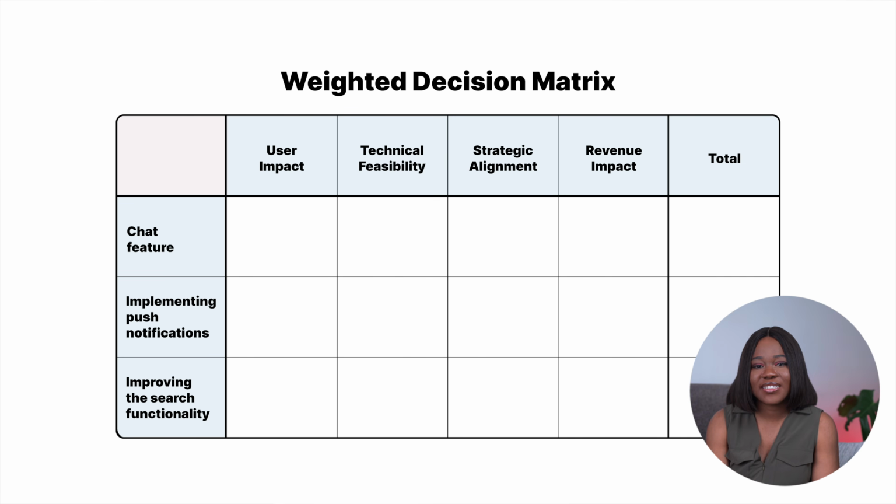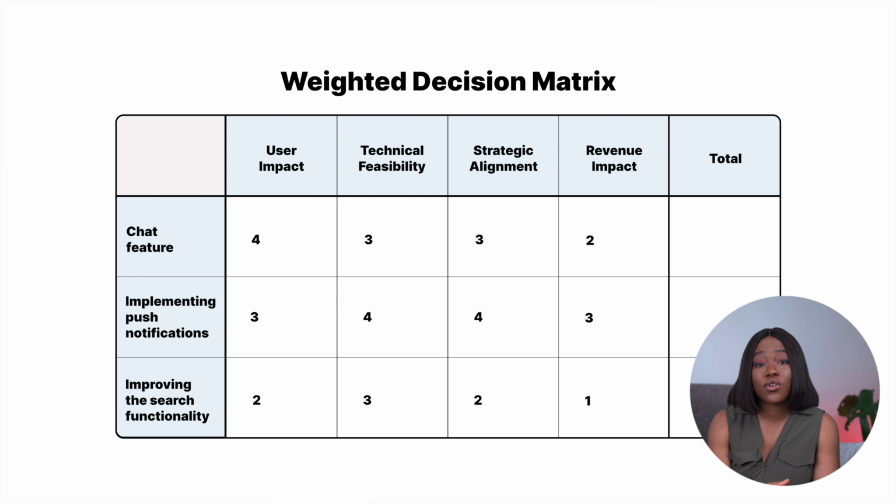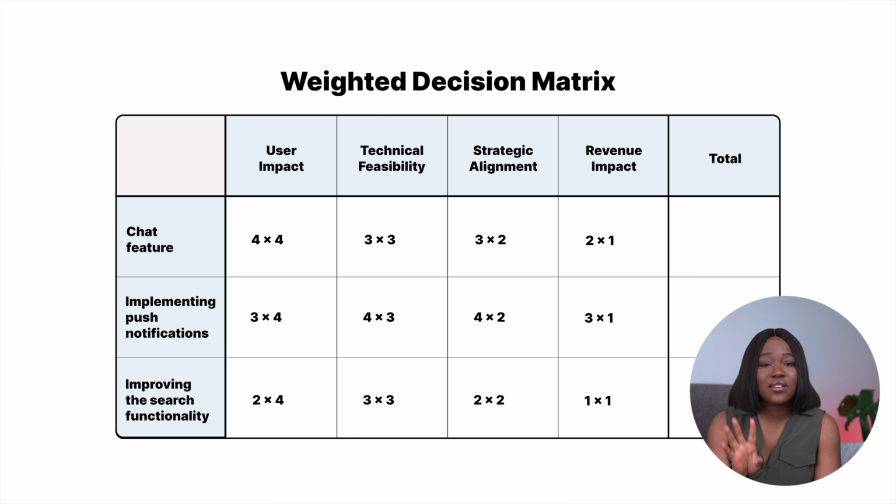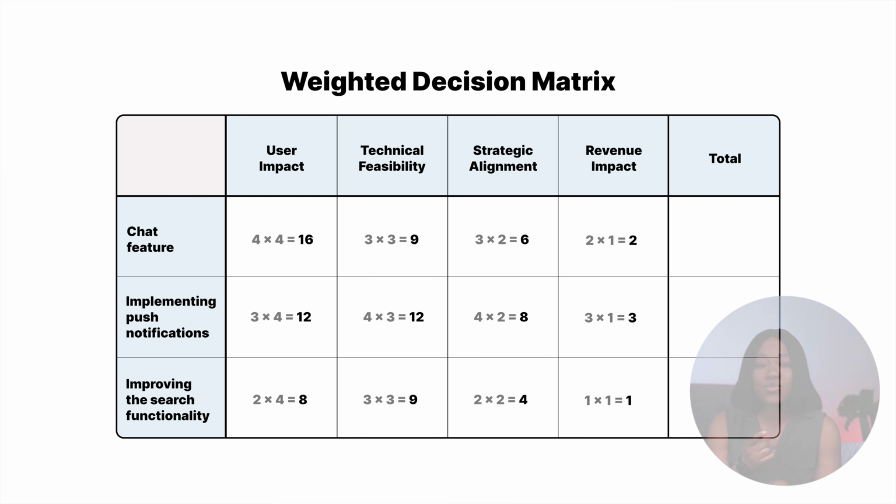Horizontally add in the criteria and vertically add in the alternatives. Decide a rating for your alternative and fill it in. Ratings are based on the scale of 1 to 5, with 5 being the highest. Add weight. In this scenario, we have assigned 4 to user impact, 3 to technical feasibility, 2 to strategic alignment, and 1 to revenue impact. This is only an example. What you assign to yours should be dependent on your context. And finally, we are going to total it.